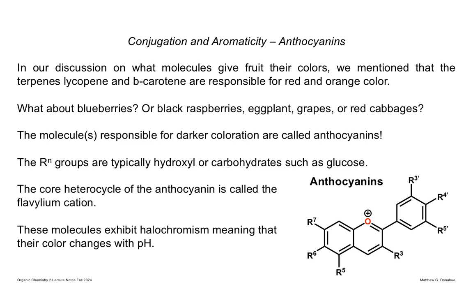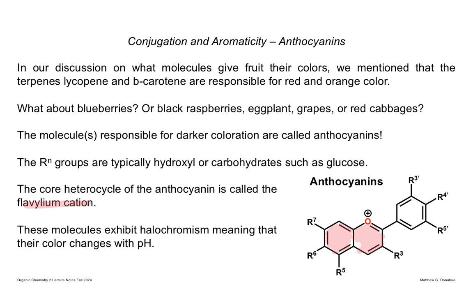So blueberries, blackberries, eggplant, grapes, red cabbage. This is a different class of molecules. It's still conjugated, but it's not linear like we saw before. So these are called anthocyanins. And they have this core structure here. I'll fill in red. And I have this term over here, flavylium cation. That's what that O+ is.